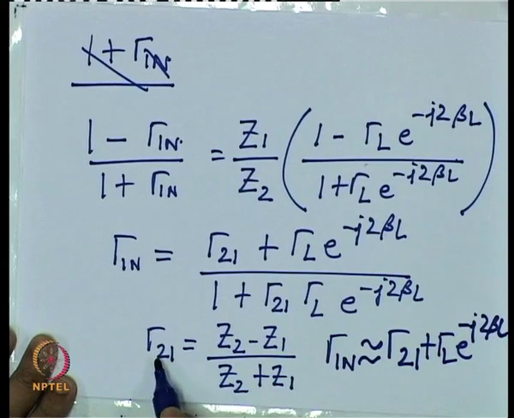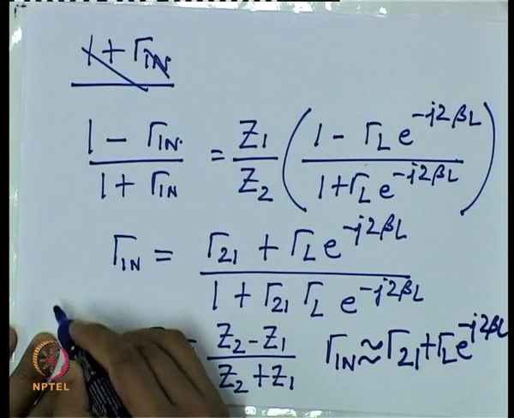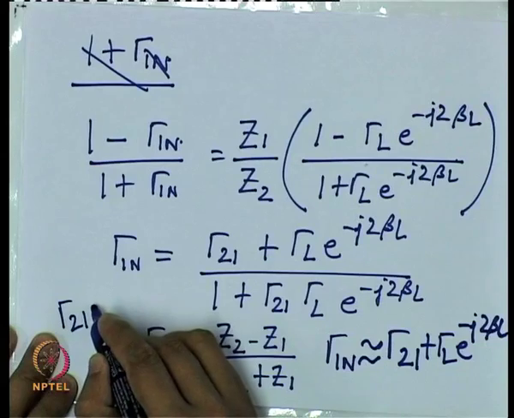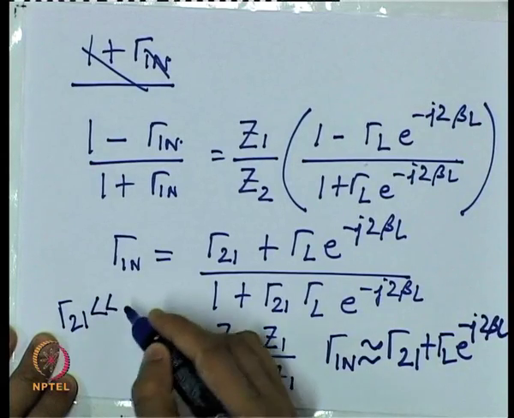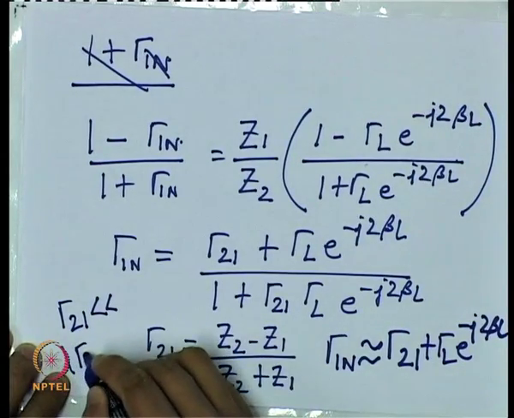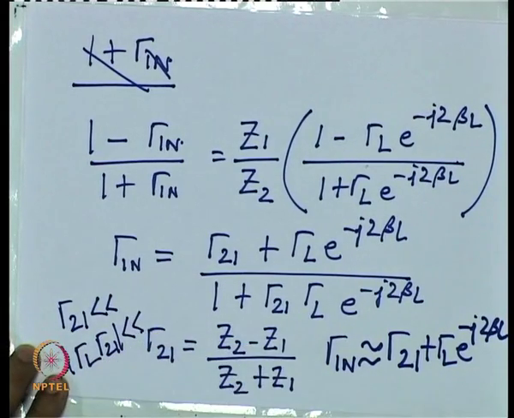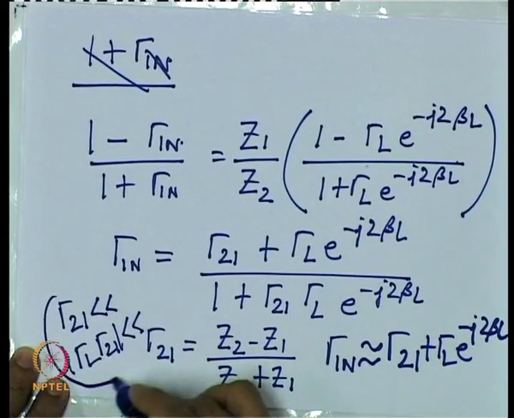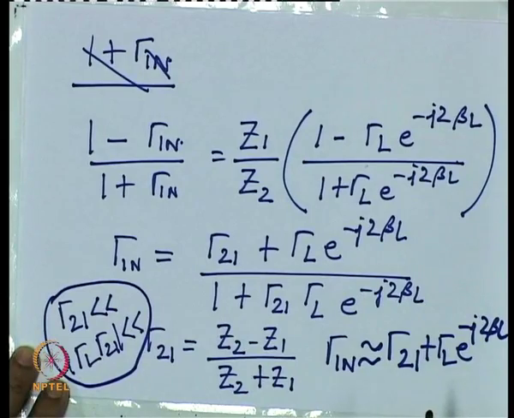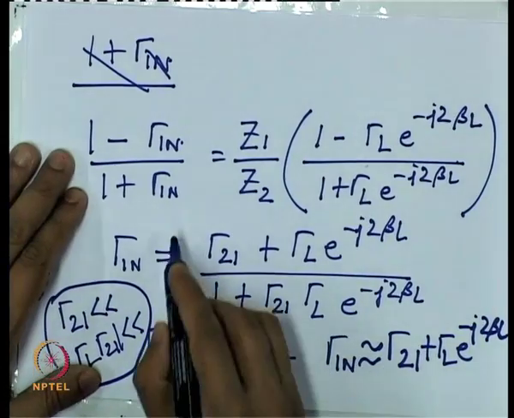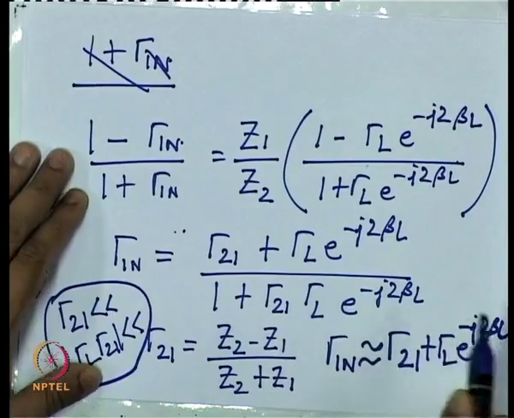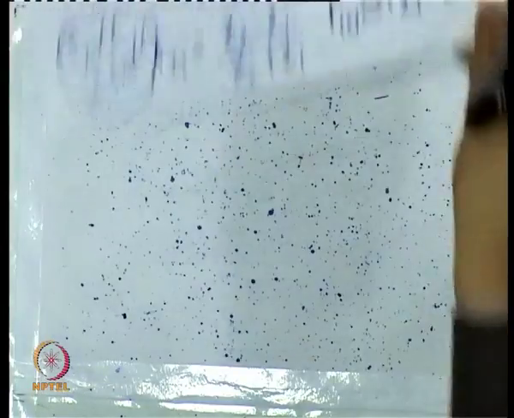What happens is that when Z2 is very close to Z1, then gamma 21 is small, and so the magnitude of the product of gamma L and gamma 21 will be even smaller, because gamma L is either 1 or lesser than it. So in that case, if this approximation holds true, then we can simplify this expression to this form.